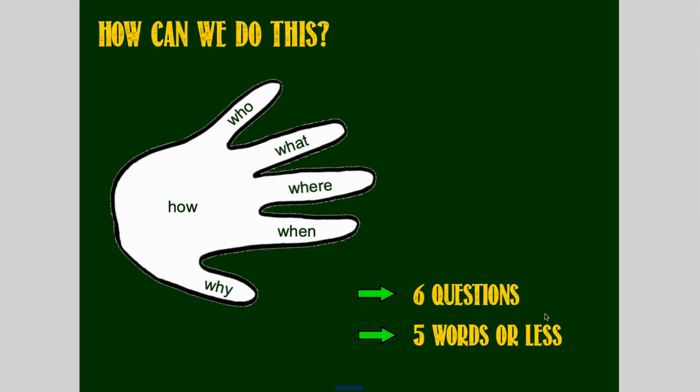So how can we actually summarize? We're going to use your 6 questioning words, and you're going to answer each one in 5 words or less. So if you look at the hand, you have who, what, where, when, and why, and then in the palm you have how. Those are your 6 question words. You're going to answer each one 5 words or less. If you can answer it in 1 word, great.